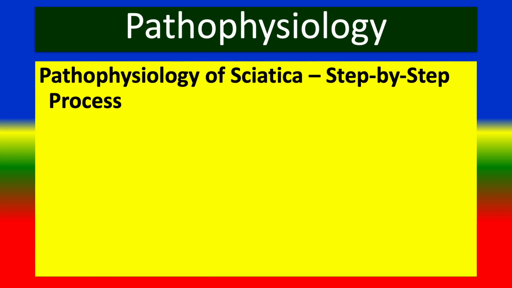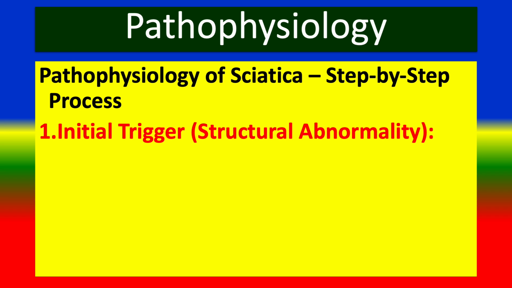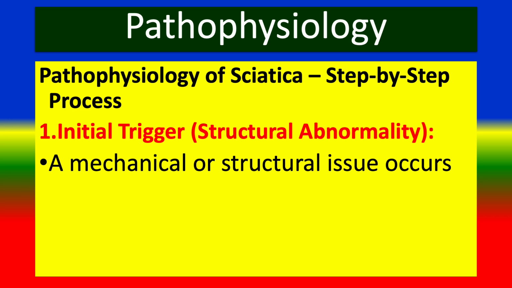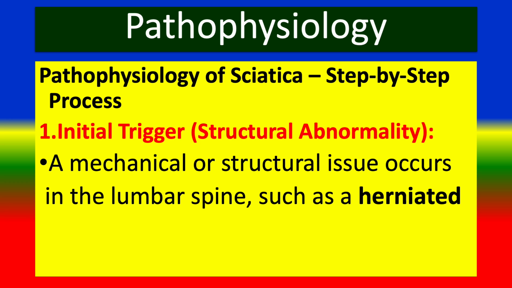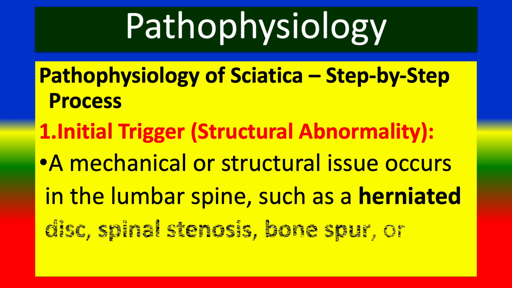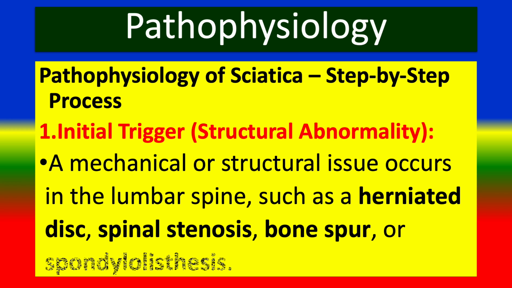Pathophysiology. Pathophysiology of sciatica, step by step process. 1. Initial triggers, structural abnormality. A mechanical or structural issue occurs in the lumbar spine such as herniated disc, spinal stenosis, bone spur, or spondylolisthesis.